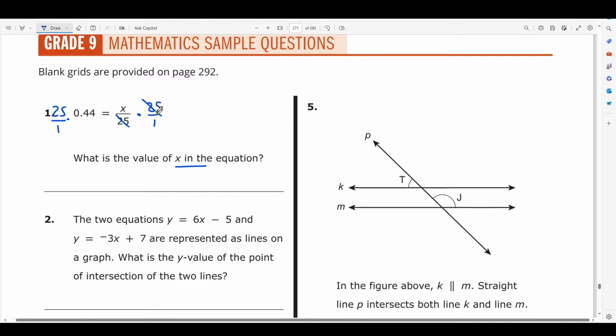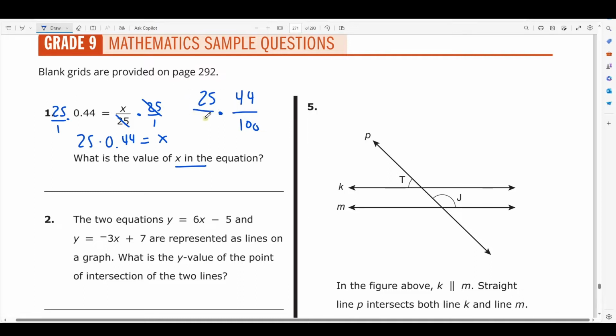So we multiply both sides by 25 over 1, and we get that 25 times 0.44 is equal to x, right? And just to make my math easier, instead of just calculating this on here, that's going to take a while, I'm going to convert 0.44 into 44 over 100, and then I'm going to multiply that by 25. And the reason why I'm doing this is because this is a lot easier to do. Why is it a lot easier to do?